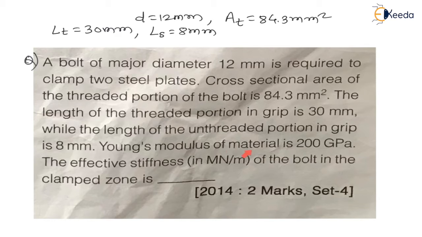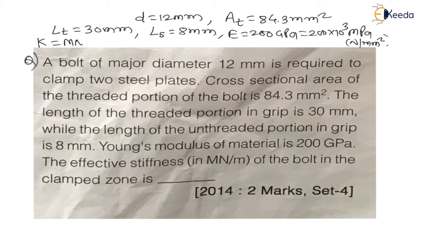Again, Young's modulus of material is 200 GPa. Young's modulus E is equal to 200 into 10 to the power 3 MPa. MPa is nothing but Newton per mm square. After that, the effective stiffness in mega Newton per meter of the bolt in the clamp zone is asked. They are asking what is the stiffness K in mega Newton per meter for the clamped bolt.